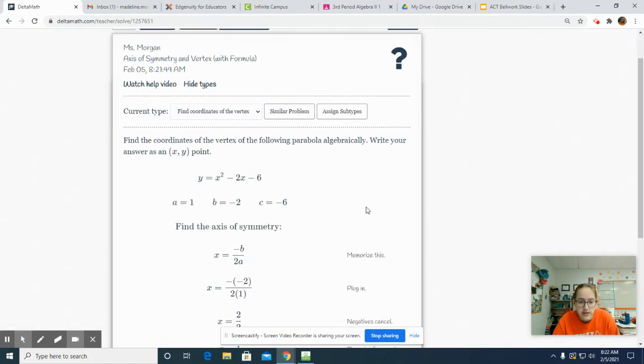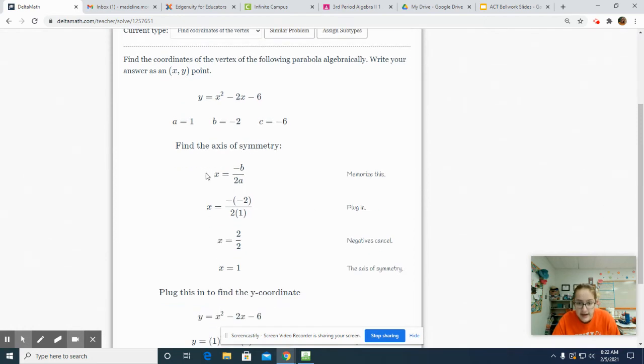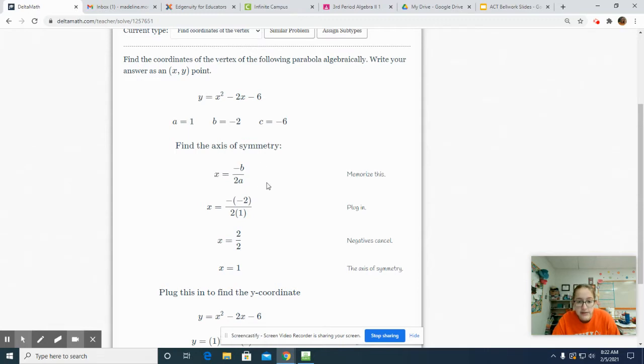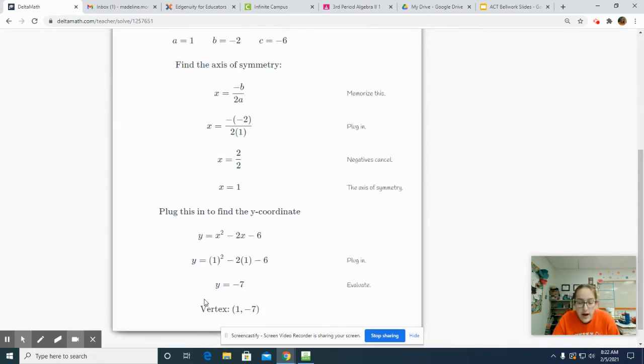So we're going to show our solution, and we're going to have x equals negative b. So you all don't have the show solution button, by the way. x equals negative b over 2a. So we're going to have negative 2 over 2 times 1. We're going to get x equals 1. So like we did before, we're going to plug that in and see what we get for our y. And we get negative 7. So our vertex is 1 comma negative 7.